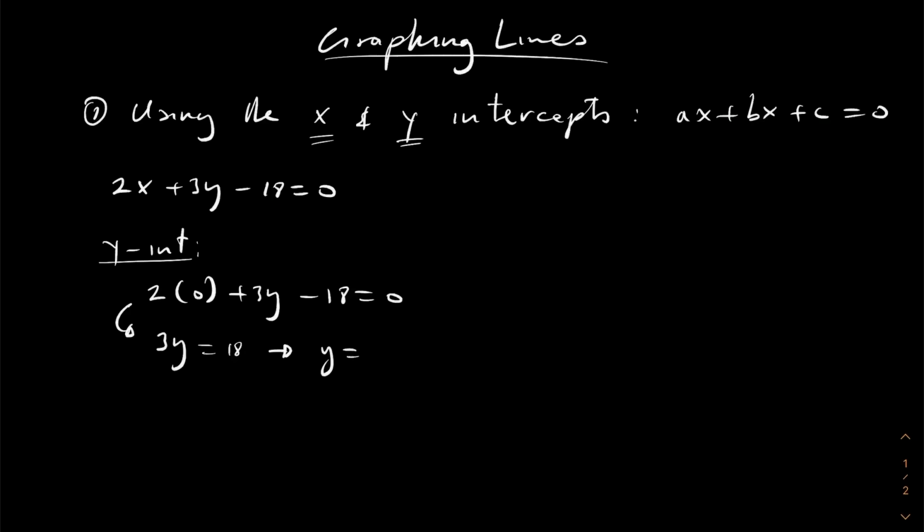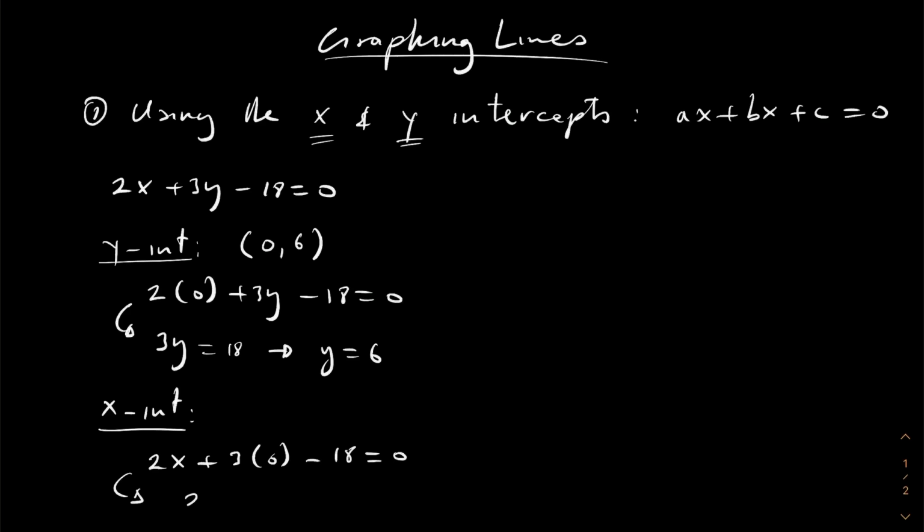So what this means is that our y-intercept is going to be the point of coordinate 0, 6. The next intercept to find is the x-intercept. To find the x-intercept, all you have to do is replace y by 0. And so you're going to have 2x plus 3 in parentheses 0 minus 18 equals 0. Solving for x here is going to give us 2x equals 18. And finally, we get x equals 9, which means that our x-intercept is the point of coordinate 9, 0.